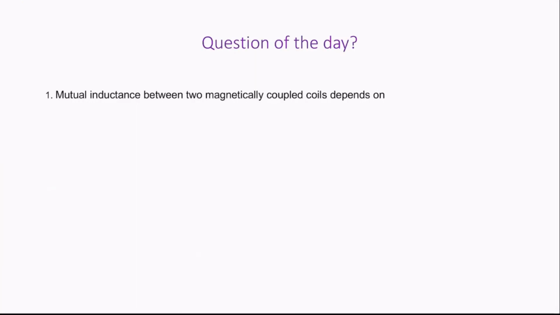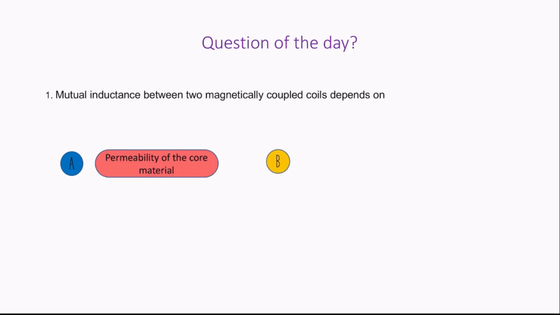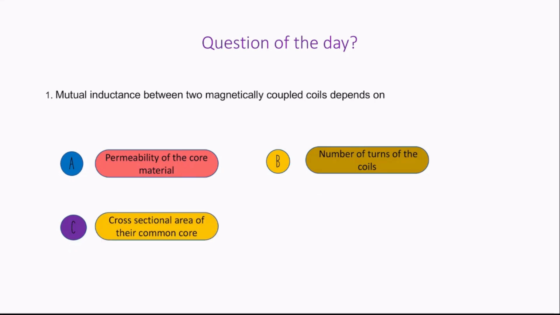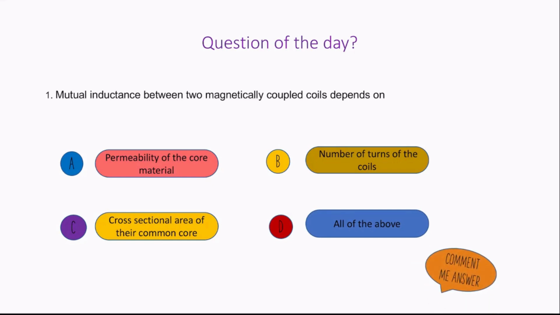The question is, mutual inductance between two magnetically coupled coils depends on, the first option is permeability of the core material. Second option is number of turns of the coils. The third option is cross-sectional area of their common core. And the last option is all of the above. So if you know the answer, comment me the answer in the comment box.